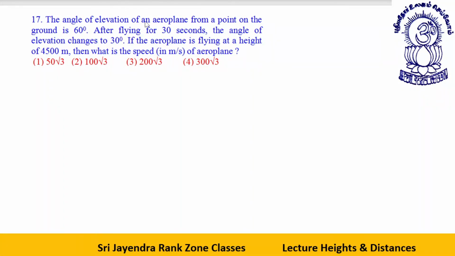The angle of elevation of an aeroplane from a point on the ground is 60 degrees. After flying for 30 seconds, the angle of elevation changes to 30 degrees. Let me take the diagram.